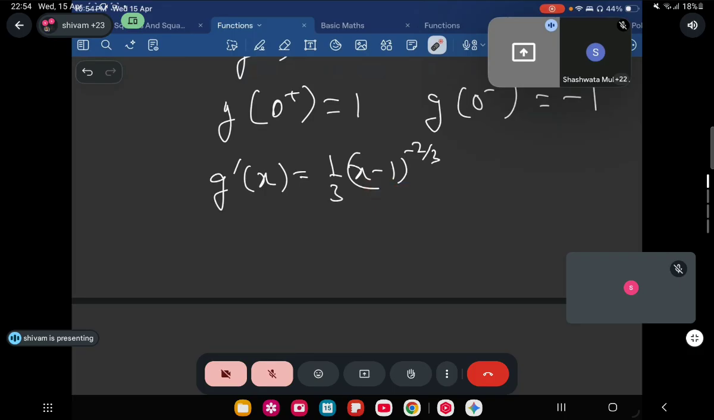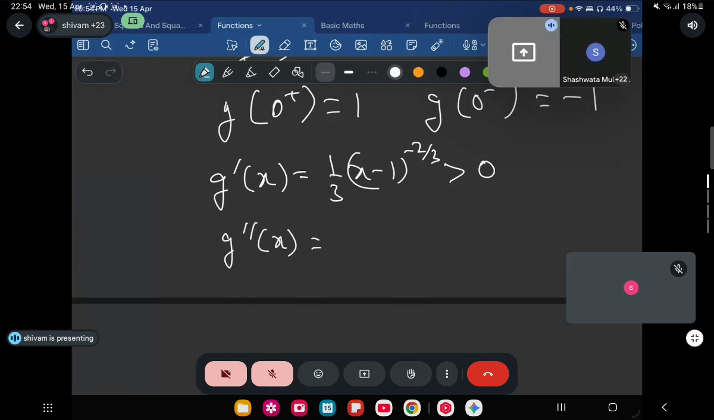So over here, this is the exponential function. This is always greater than 0 for x greater than 1. Okay. So g dash x is greater than 0. g of x is increasing. Next, g double dash x. g double dash x will be equal to minus 2 by 3 into 1 by 3 into x minus 1 whole to the power minus 2 by 3 minus 1, that is minus 5 by 3.